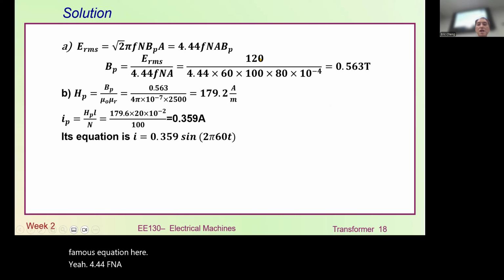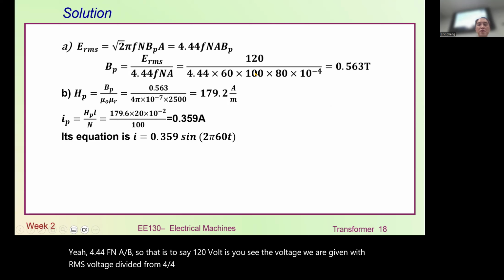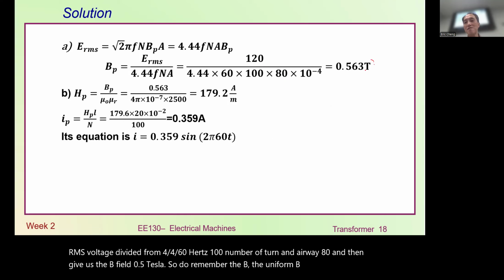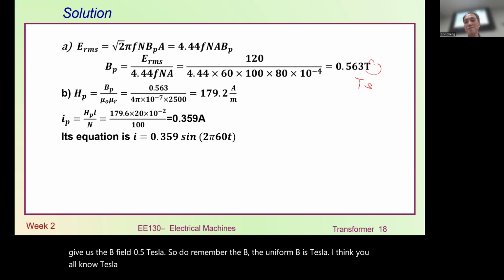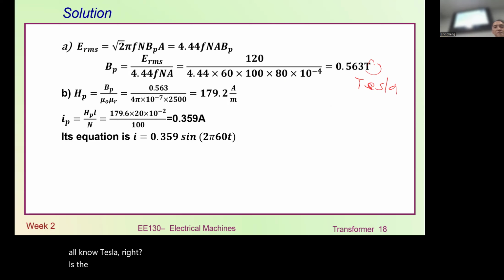That is to say, the 120 volt, you see the voltage we are given is RMS voltage, divided by 4.44, 60 Hz, 100 turns, and area 80, and that gives us the B field of 0.5 Tesla. So do remember the unit for B is Tesla. I think you all know Tesla, right? It is the really famous magnetic B field unit name.